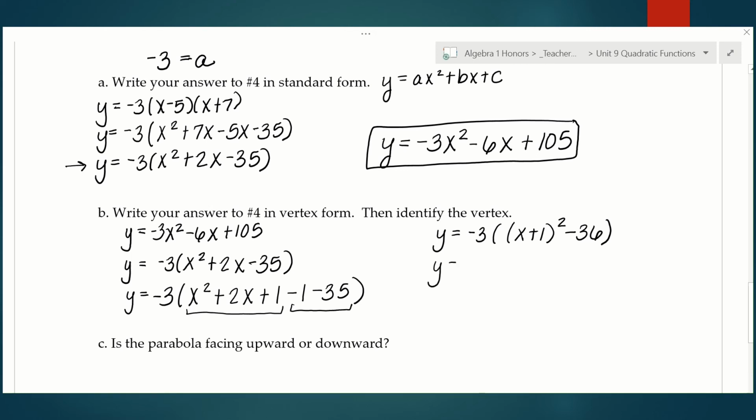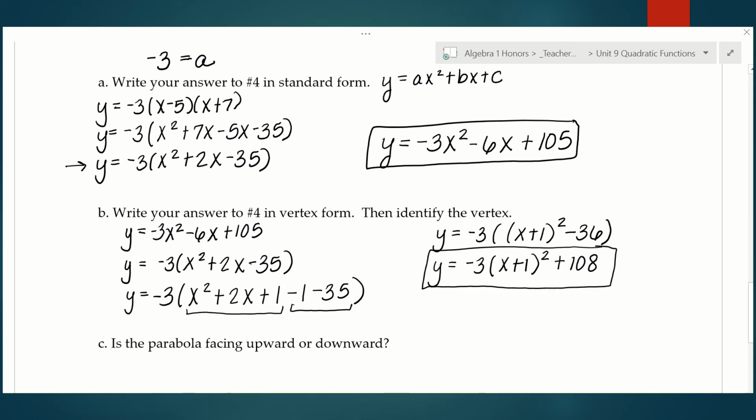Okay, so our very last step is to redistribute that -3 back into our equation. So -3 just goes out front of our x plus 1 squared. And then -3 times -36 is a positive 108. Okay, so that is our vertex form.